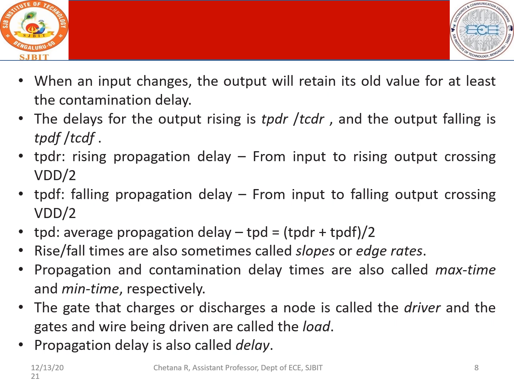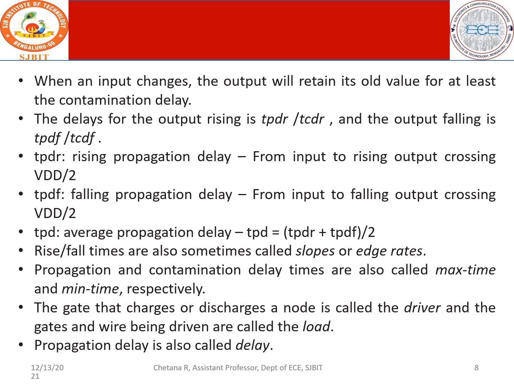The rise time and fall time are also called slopes or edge rates. Propagation and contamination delay times are also called maximum time and minimum time. The time required for how fast it goes from input to the output when it has reached 50% is the propagation time. How slow it goes, that is, from where to where it begins, is called the minimum time required.